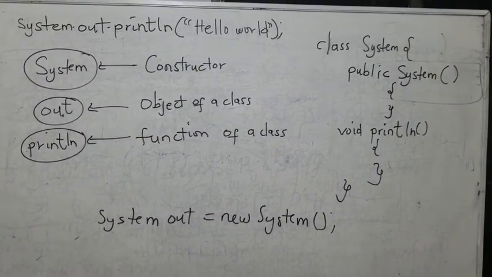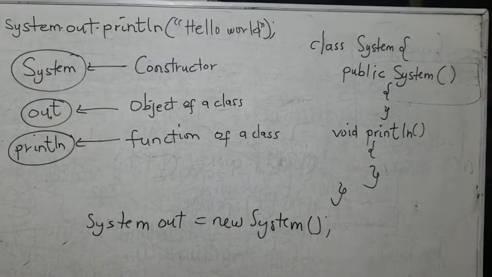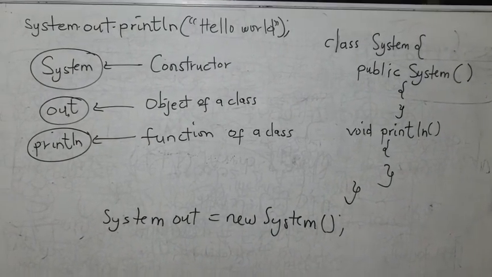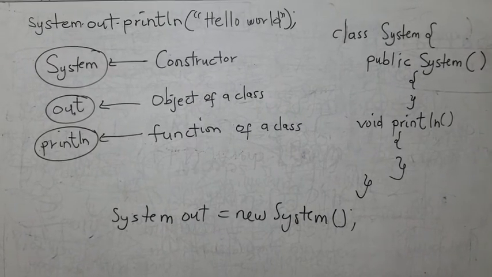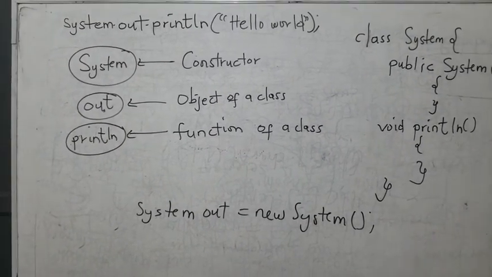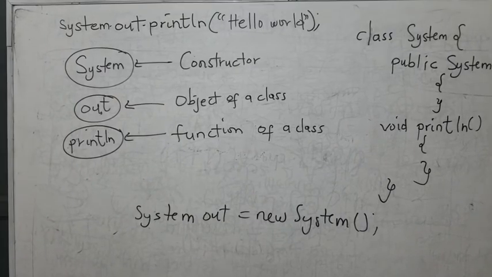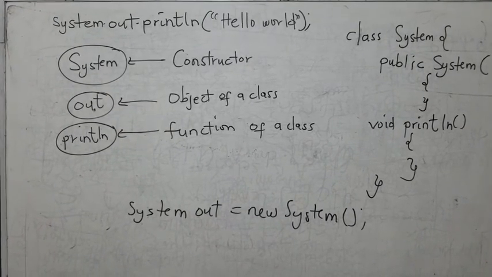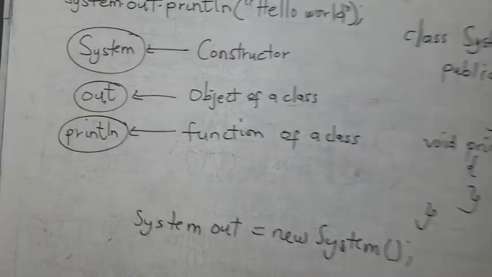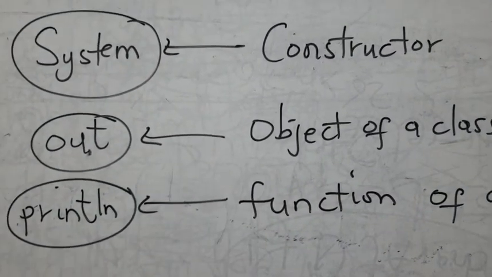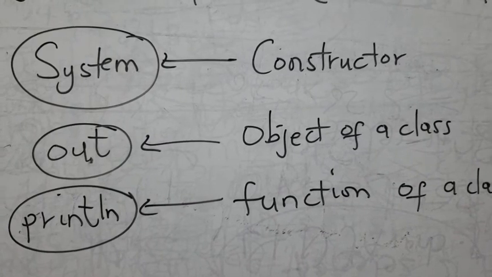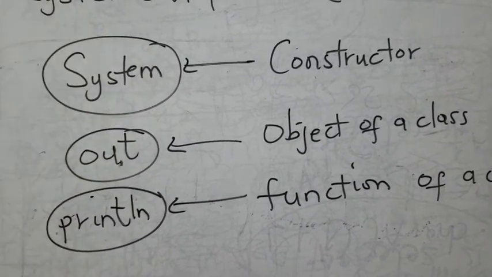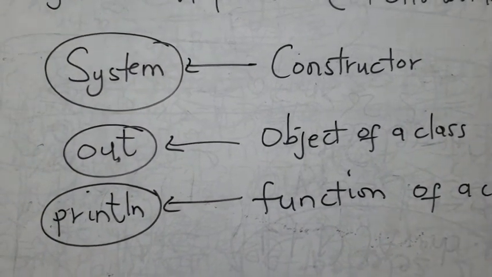Okay, this little example here is going to help us explain what we are talking about when it comes to System.out.println hello world. As you can see, we have that line on top, System.out.println hello world. Now let's break it down. As we have arranged here, we have System. We say System is a constructor. A constructor is like a function, only that it has the name of that class.